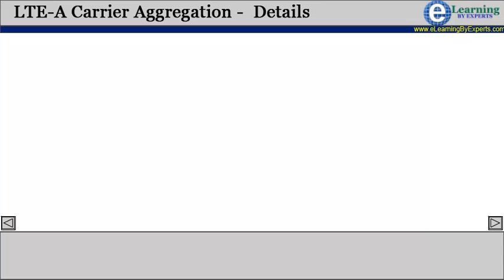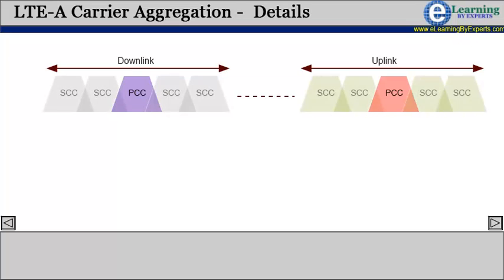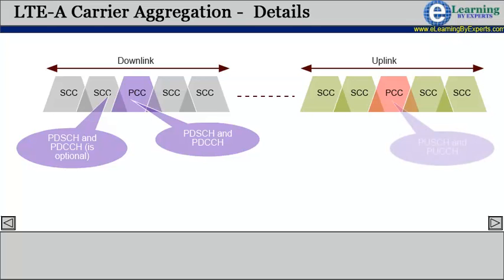The component carrier set is UE-specific. UE registration with the network always takes place on the primary component carrier, or PCC, in both uplink and downlink. Additional bandwidth is provided by secondary component carriers, or SCC, with a maximum of 4 SCCs. In downlink direction, PCC carries both PDSCH and PDCCH, while on SCC, PDCCH allocation is optional. In uplink direction, the PCC carries PUCCH and PUSCH while SCC only carries PUSCH.